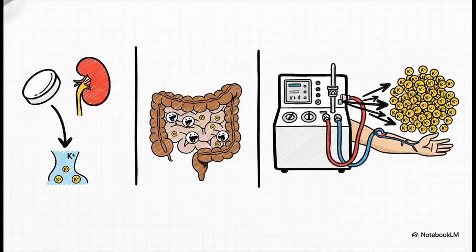And that brings us to the final and most important step. Step 3, eliminate. This is where we get that potassium out of the body for good. If the patient's still making urine, you can try diuretics. You can use binders that grab potassium in the gut. But when things are serious, the big gun, the most definitive way to remove potassium, is dialysis.